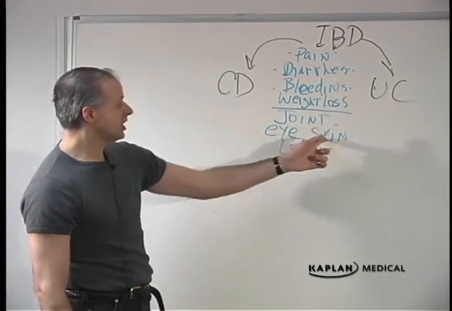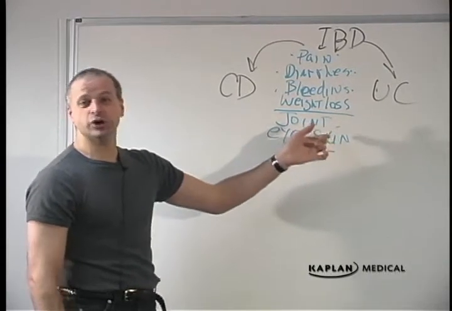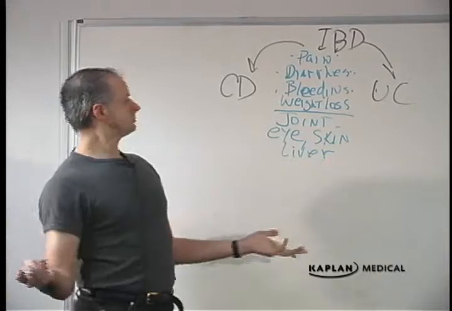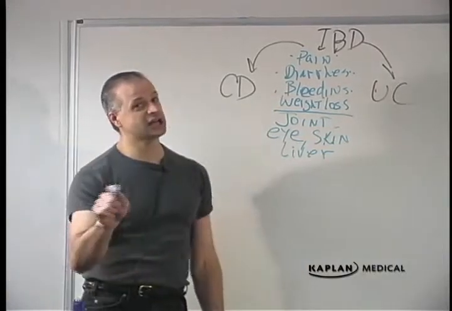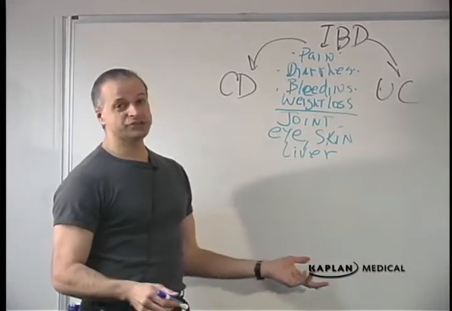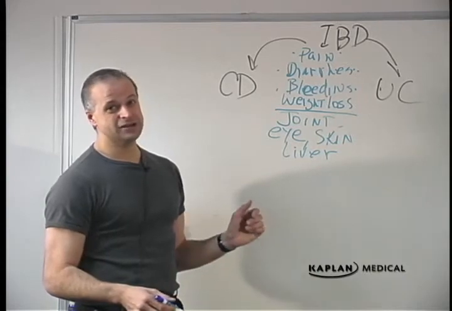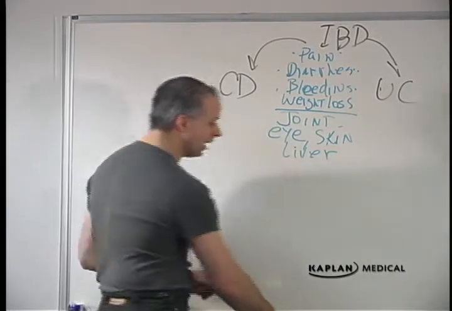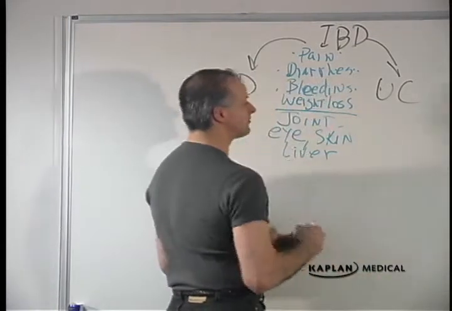Uveitis, iritis, pyoderma gangrenosum, erythema nodosum. That's a lot in common. They're both diagnosed with barium enema. They're both diagnosed with endoscopy. Both. Now, what is a little bit different?